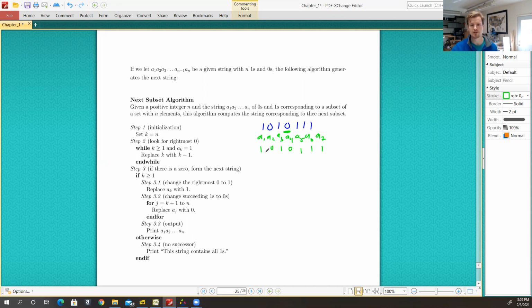And then while k is greater than 1, so while we haven't reached this one yet, and the value is 1, we start here and say, as long as it's 1, keep moving to the left. Replace k with k minus 1. This is 1, so take k and replace it with k minus 1. 7 minus 1 is 6. Is this 1? Yes. Subtract 1 from k and move over here. Is a sub 5 1? Yes. Subtract 1 from k and check a sub 4. Is a sub 4 1? No, we no longer have that condition. That kicks us out of the loop and we move on to step 3.